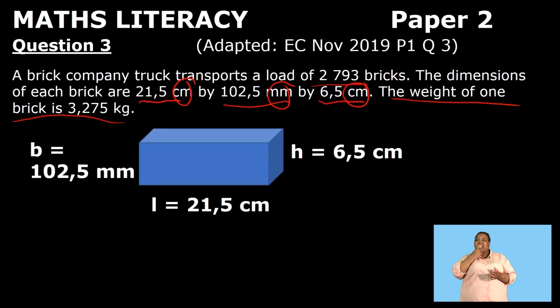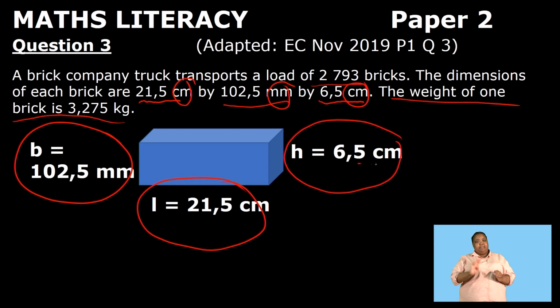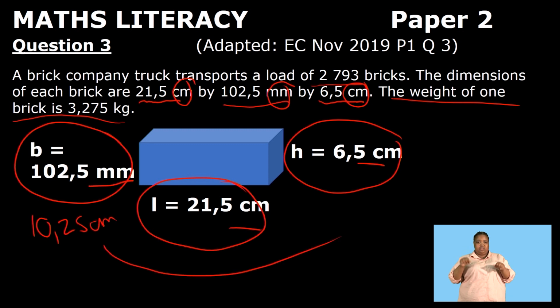And then the rest says the weight of one brick is 3.25 kilograms. So just again, here are the dimensions: centimeters, centimeters, millimeters. Remember, we can convert that quickly to 10.25 centimeters, and then everything is in centimeters, and it weighs 3.275 kilograms. Don't be afraid to scratch on your paper. Make notes as far as you go so that you can refer back to that, and you don't need to read all the unnecessary information.